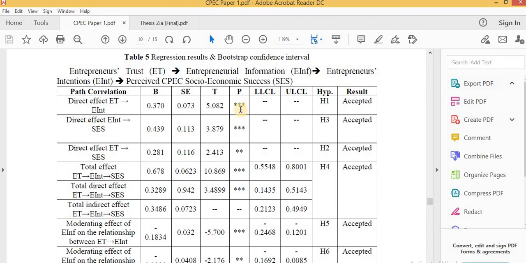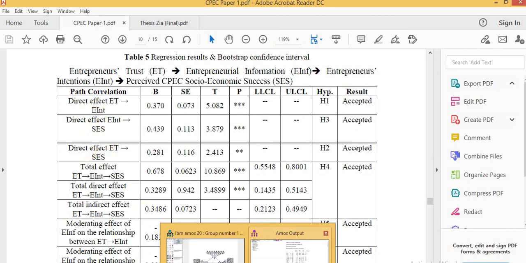So you need to report these values like here, that these are the beta values, standard error and t-value and the significance level of the p-value, and then you can say that hypothesis number 1 is accepted and hypothesis number 2 is accepted and hypothesis number 3 is accepted. So these are the direct effects. So direct effects are accepted in the structural equation model.